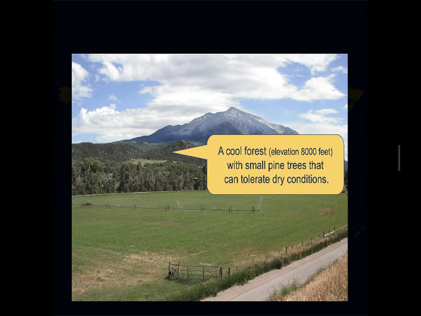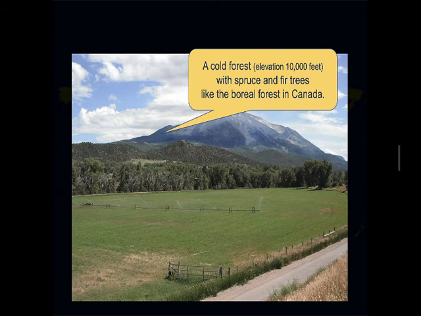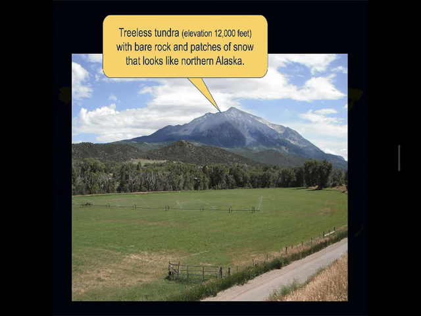Here, we're highlighting a cool forest with an elevation of 8,000 feet, with small pine trees that can tolerate dry conditions. Here, we're highlighting a cold forest, elevation 10,000 feet, with spruce and fir trees like the boreal forest in Canada. Here, we're highlighting treeless tundra with an elevation of 12,000 feet, with bare rock and patches of snow that looks like northern Alaska.